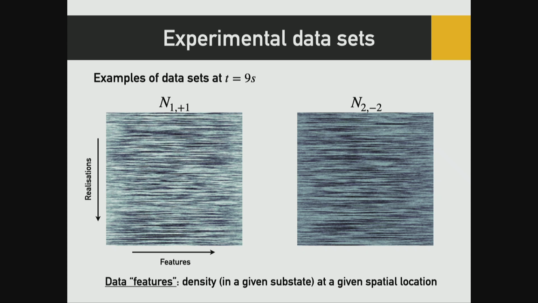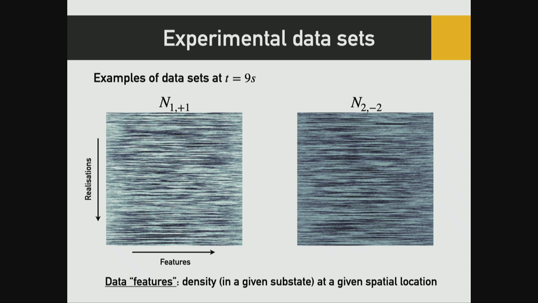So this is just to show you how these data sets look. Essentially, they measure these densities at different times and in the different substates. The different rows, again, correspond to different realizations, and the different columns correspond, in this case, to different spatial locations where they sample these densities.